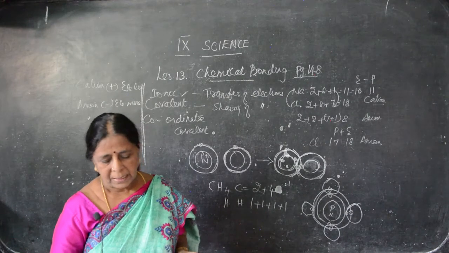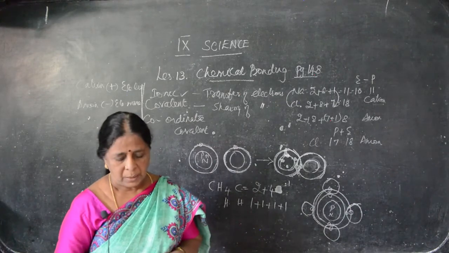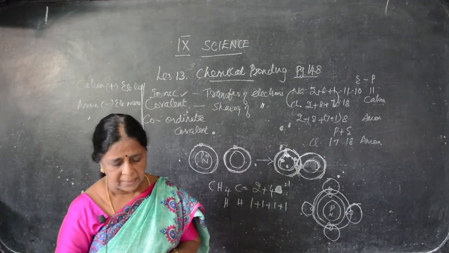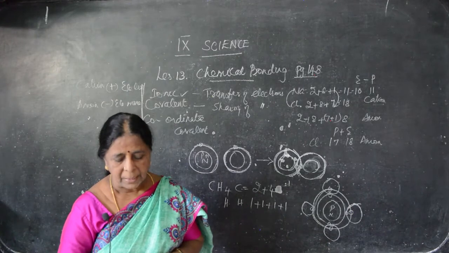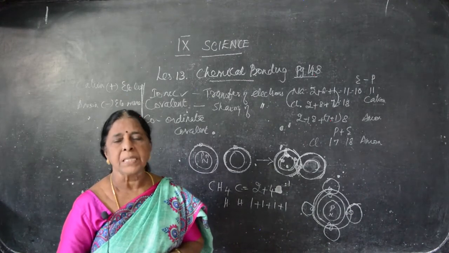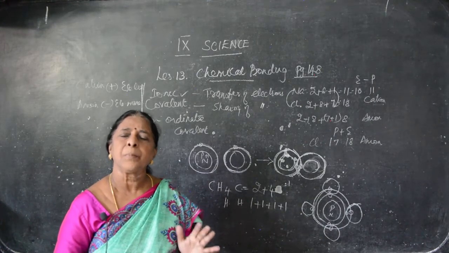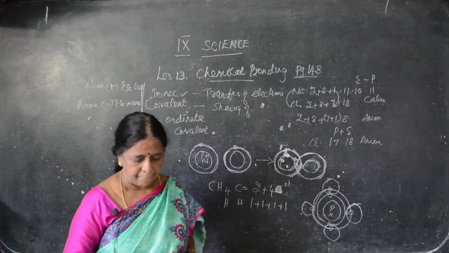Third point, the solubility. Solubility means what? Covalent compounds are readily soluble in non-polar solvents, benzene and all. Polar solvent means what? Water. They are insoluble in solvents like water. That is, less soluble in water. Non-polar solvents, that is benzene, carbon tetrachloride and all, they will be soluble.